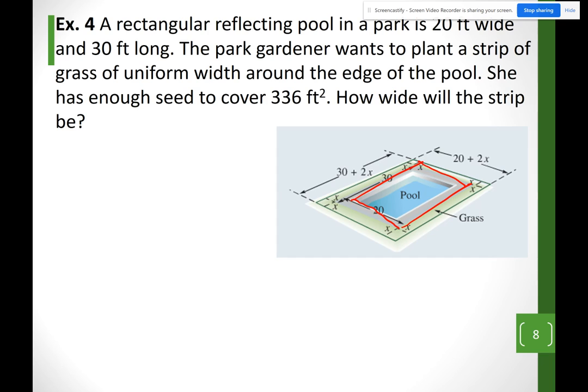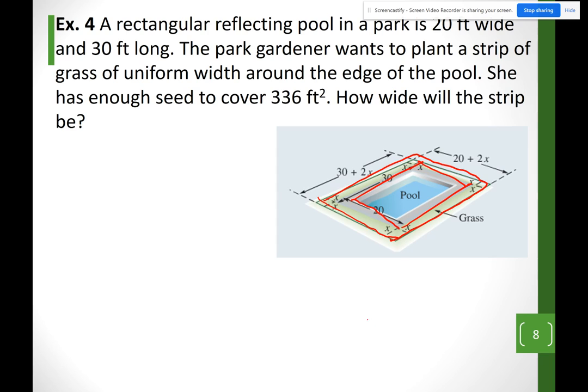The park gardener wants to plant a strip of grass of uniform width. So that means the same width all the way around. She has enough seed to cover 336 square feet. So I can see that they're adding some grass, and the width of it is x.